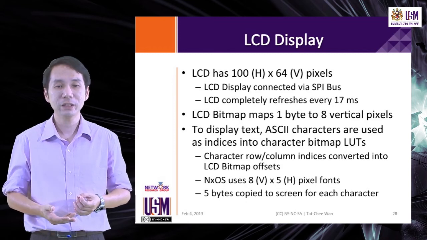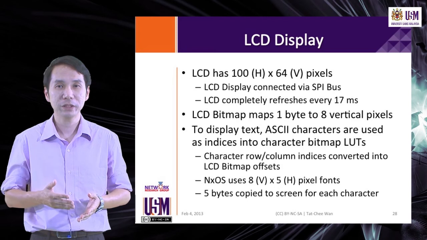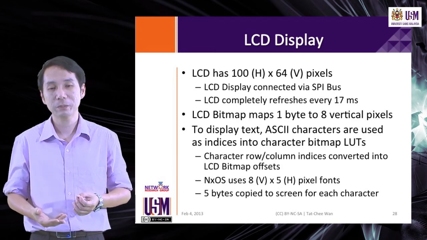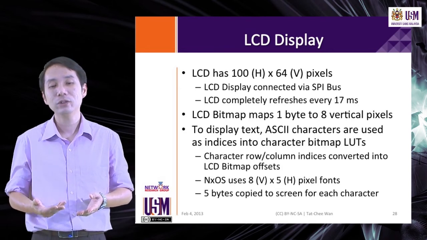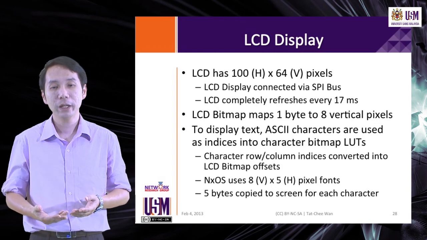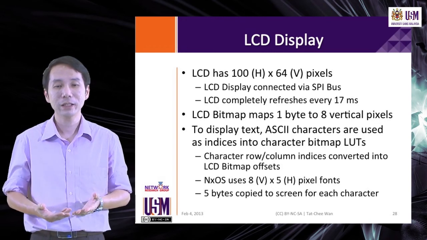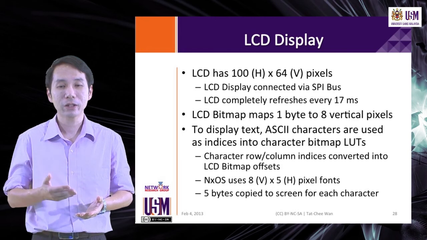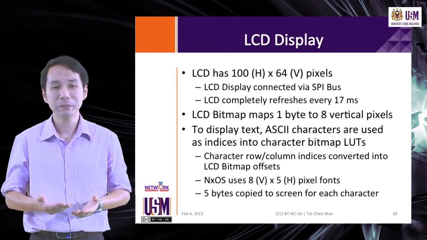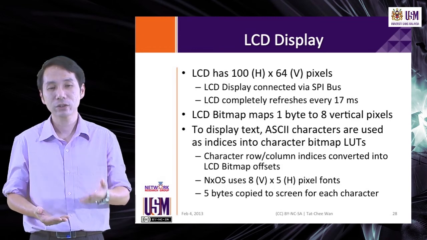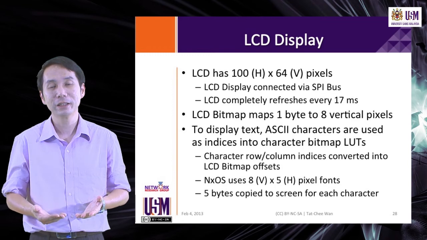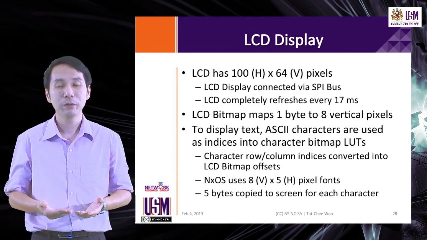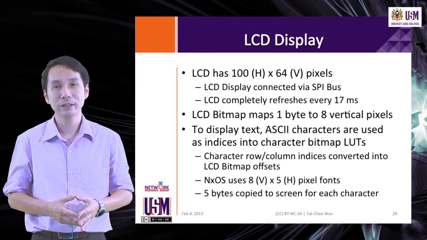Now, in order to program the LCD, the bitmap maps 1 byte to 8 vertical pixels. This means that if you want to display text, we must first encode the ASCII character as an index into a character bitmap lookup table, where the entries in the table contain a column by column image of the bitmap for a character. So in NXOS, we use 8 bits vertical by 5 bits horizontal pixel formats, meaning that each character is stored in 5 bytes, and these 5 bytes are copied to the screen whenever we want to display a particular character.